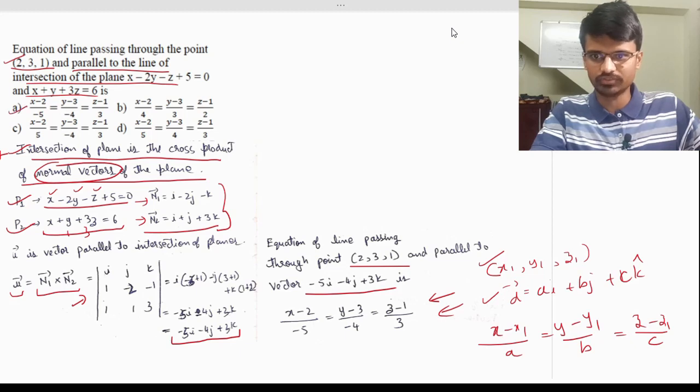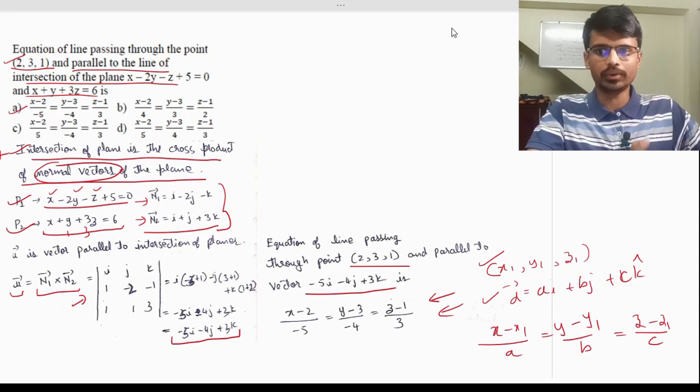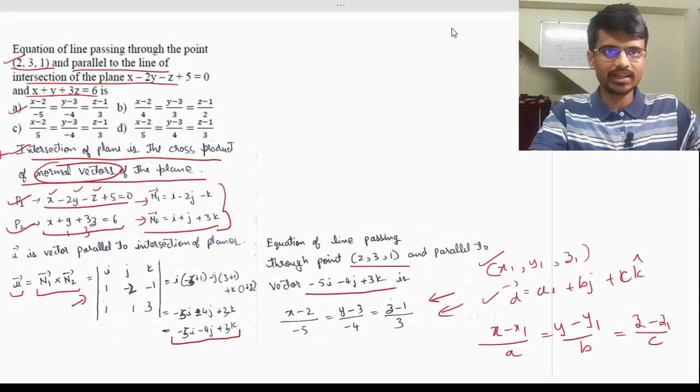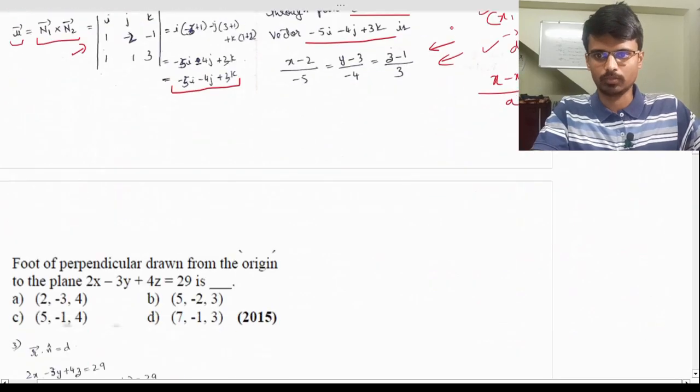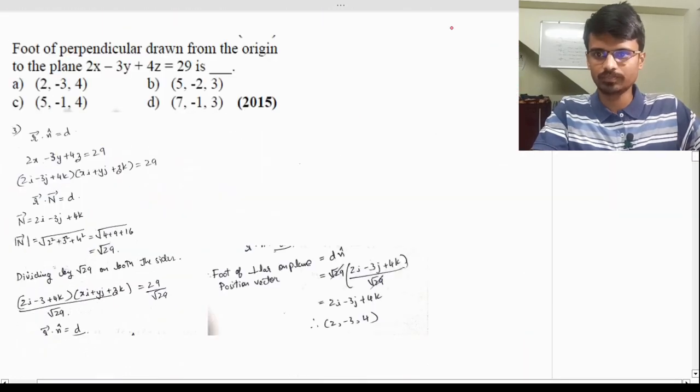Option A is fitting. So this can be easily solved in a minute. You need to know that the intersection of two planes can be found out by the cross product of their normal vectors. Okay, important. Moving to the next question.